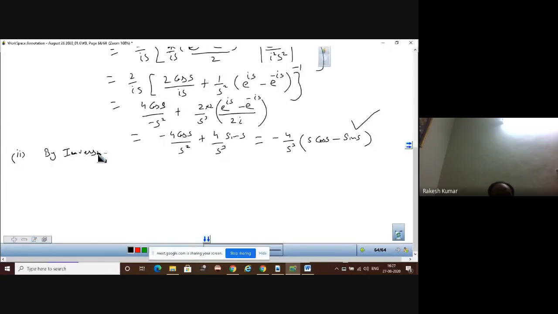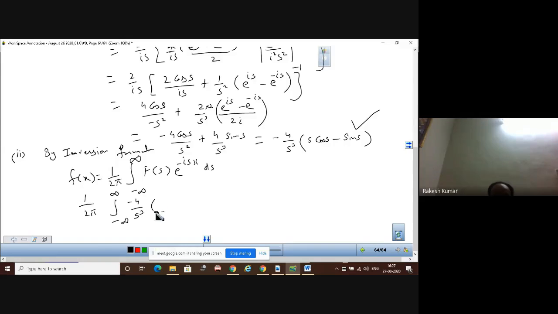Inverse or inversion formula, the meaning is the same. By the inversion formula, f of x is 1 over 2 pi, integral from minus infinity to infinity of f of s into e raised to power minus iota s x ds, and it can be written like this: 1 over 2 pi, integral from minus infinity to infinity of (f of s) minus 4 over s cube (s cos s minus sin s) e raised to power minus iota s x dx is equal to f of x.